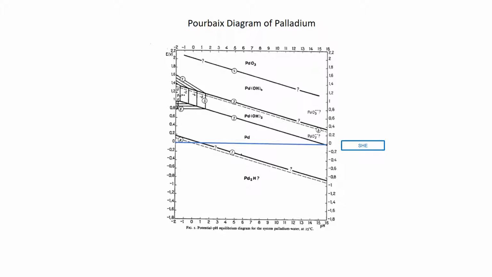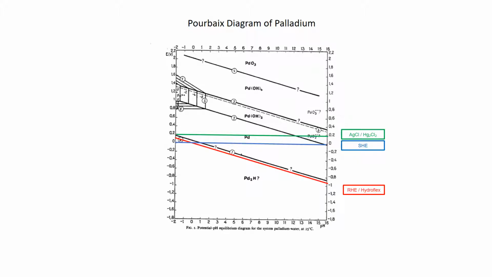Very well known is the standard hydrogen electrode potential, which is set to 0 volt at all pH values. This is indicated here with the blue line. Another even well-known reference electrode is the silver chloride or the saturated calomel electrode, here indicated with a green line. Both are independent from pH and they are a little more positive with respect to the standard hydrogen electrode.